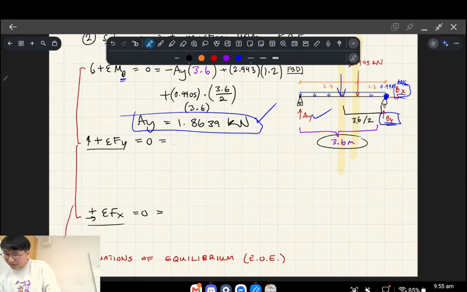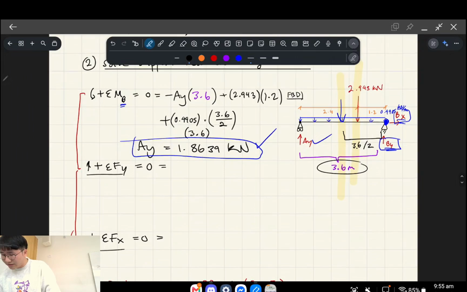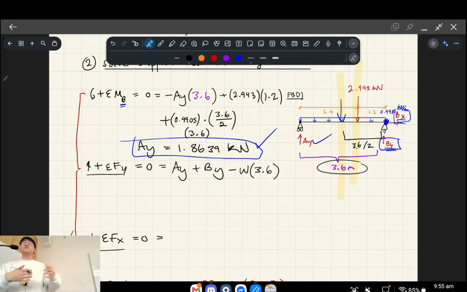So in the vertical direction, we're just looking at the upwards arrows as positive, minus the downwards arrows as negative. That's it. It's very fast from this point, right? So we go AY plus BY minus W, which is the distributed load, multiplied by 3.6, which is the distance over which the weight is acting. And we also minus P, sorry, I'm being a bit inconsistent with my notation, but W was 0.4905 and P was 2.943, right?